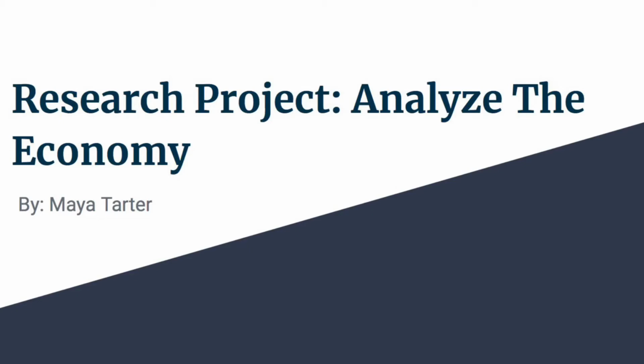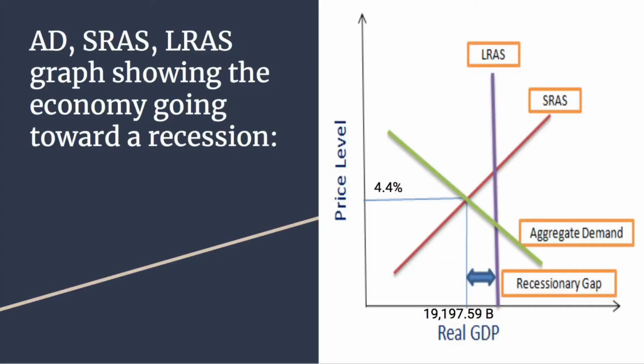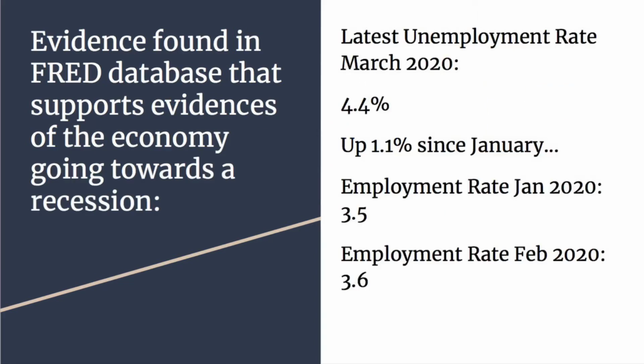This is my final research project, and in it I'm going to take an analysis of the current state of the economy. This is a general AD/SRAS/LRAS graph showing the condition of an economy, or our economy, in a recession or going towards a recession. On the next few slides, I'm going to show some evidence found in the FRED database that supports the economy going towards a recession.